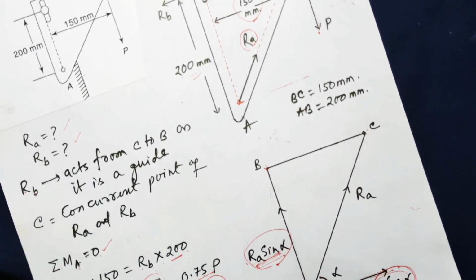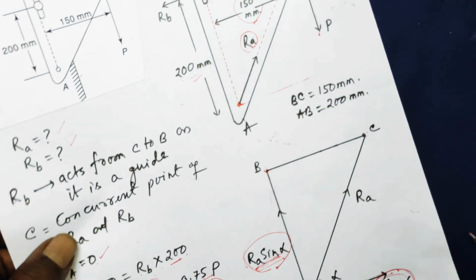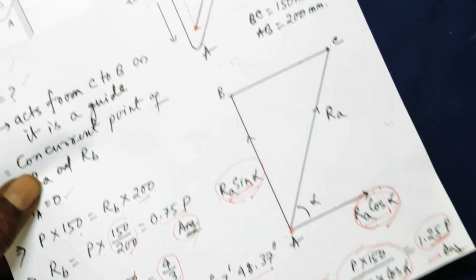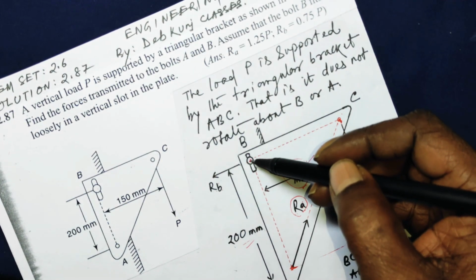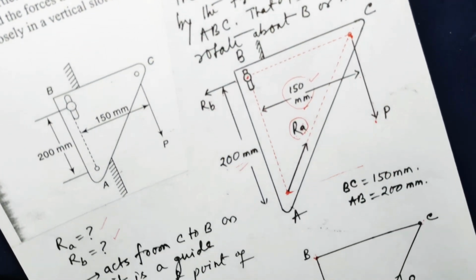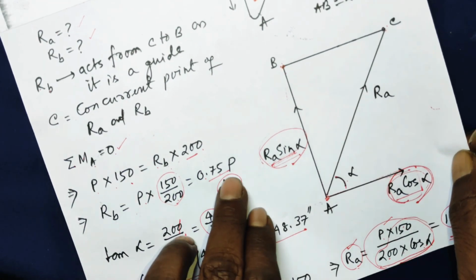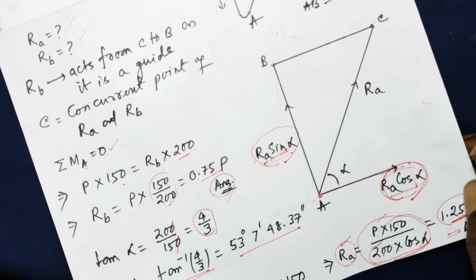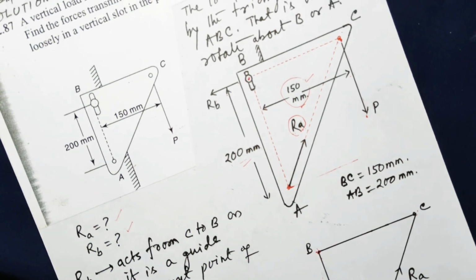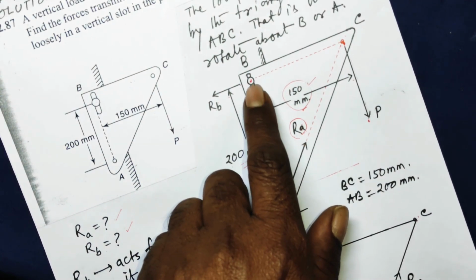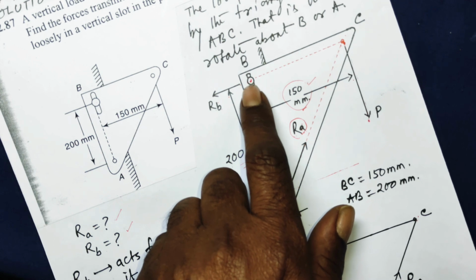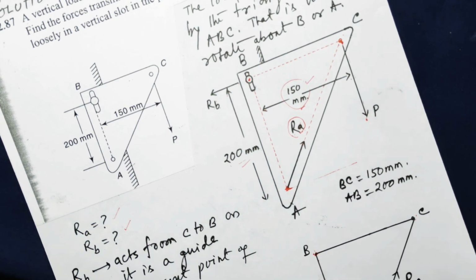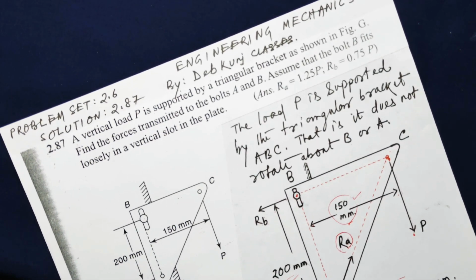P remains as P, so 1.25 times P is your reaction at point A. At the bolt, which is fixed here at point A, the reaction is 1.25 times the load P, and at B, the reaction RB is 0.75 times the load P. That means the reaction at A is more than the reaction at B. The place where the nut is loosely tightened, at B, the reaction is less, and where the nut and bolt is tightly tightened, the reaction is more. So that is all about it.